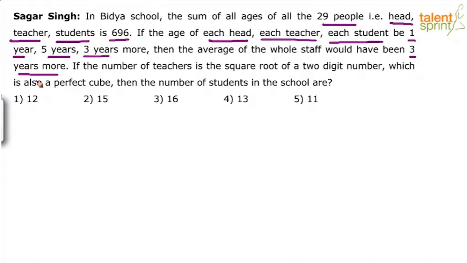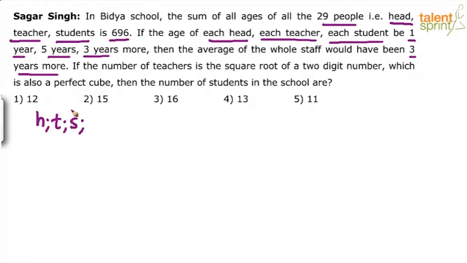If the number of teachers is the square root of a 2-digit number, which is also a perfect cube, then the number of students in the school are... Alright, so let us assume that the number of heads, number of teachers and number of students are H, T, S respectively. These are the 3 values, let's assume, right?